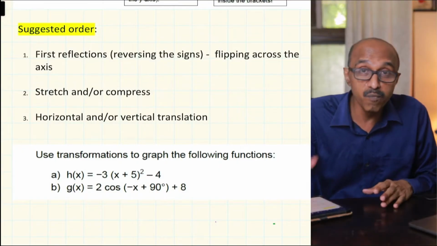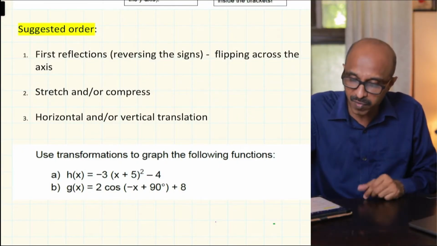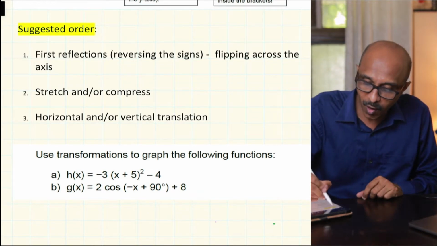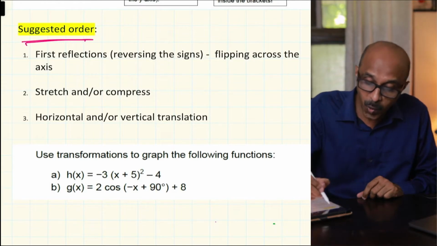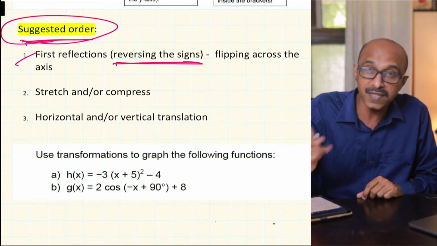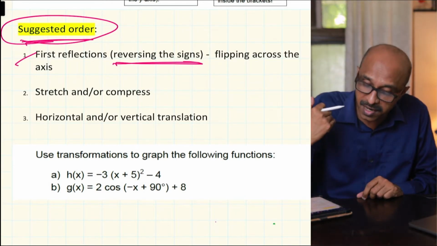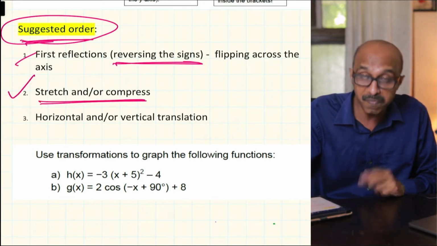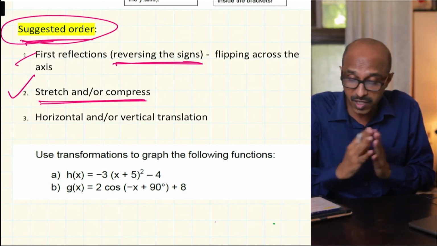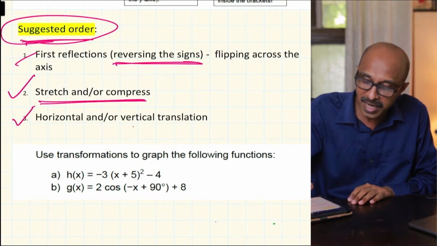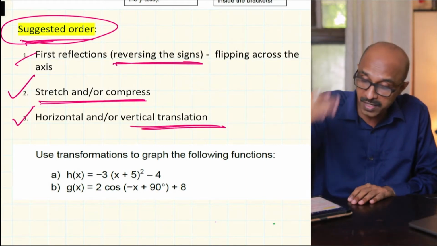Whenever we have questions that have more than one transformation, a combined set of transformations, we have already seen in an earlier video that the order of the transformations matters. So that's why a suggested order really helps. The first thing you must take care of is the reversing signs. If there's a reversal of sign from the parent function, take care of that first, okay? Reflections, whether it's a reflection about the x-axis or the y-axis. The second thing to take care of is any stretch or compression, whether it's a stretch along the y-axis or along the x-axis. And only at the end, take care of any translations, whether it's a horizontal or a vertical translation.